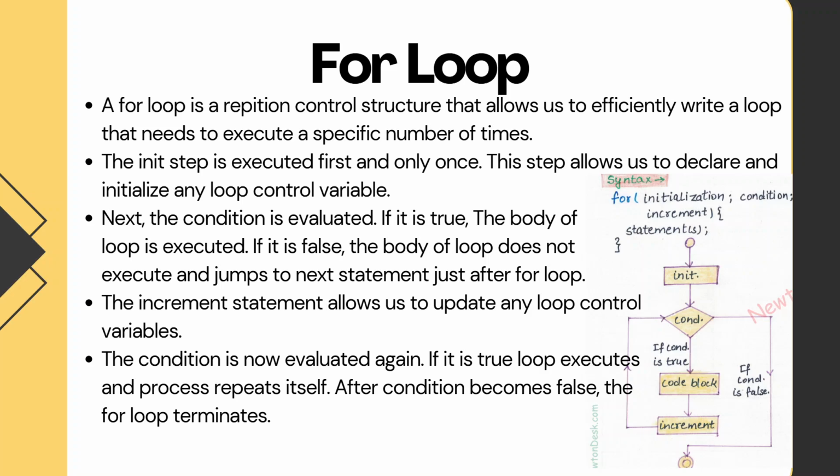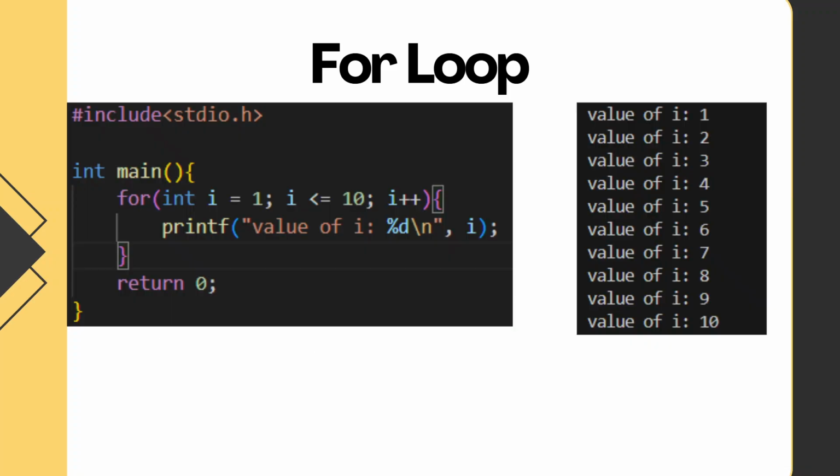The increment statement allows us to update any loop control variables. The condition is now evaluated again. If it is true, the loop executes and the process repeats itself. After the condition becomes false, the for loop terminates.